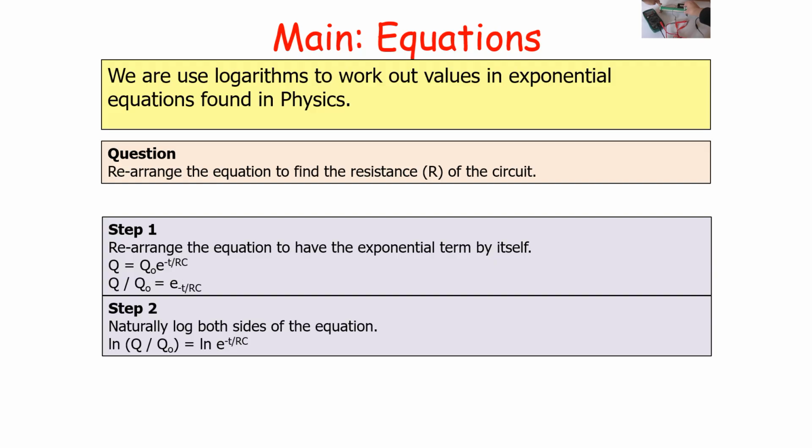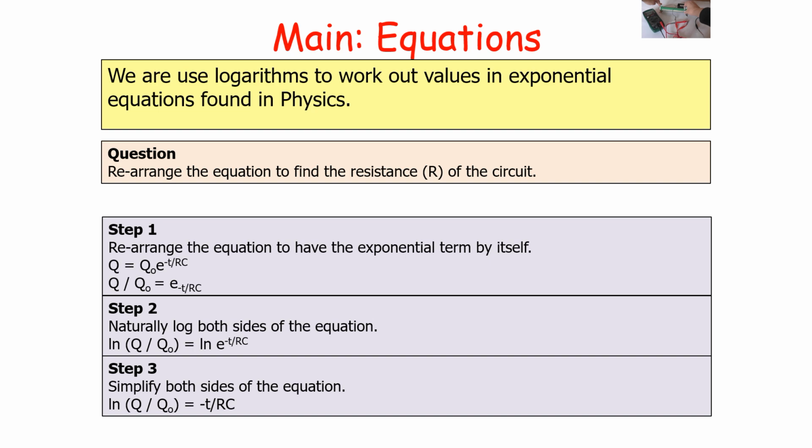We've got e by itself. Then what we do is we naturally log both sides of the equation. That'll get rid of this e to the power, because when we do natural log of e to the power, it just brings the power term down to be a normal term in the equation. So you say natural log q over q0 equals minus t over rc.